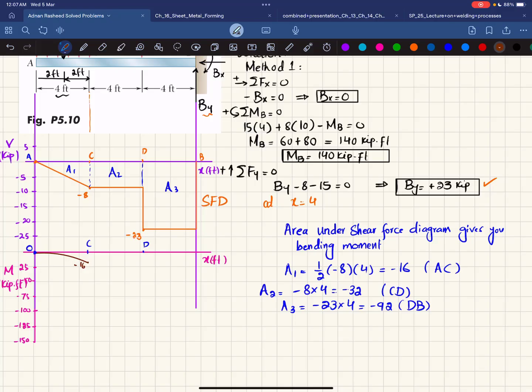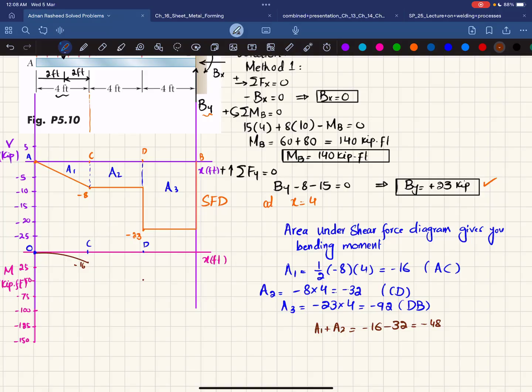Now from region C to D, the area is minus 32, but at point D, the total bending moment will be equal to A1 plus A2, and that is equal to minus 16 and minus 32, which is equal to minus 48. So we will plot minus 48. Let's say minus 48 is this point.